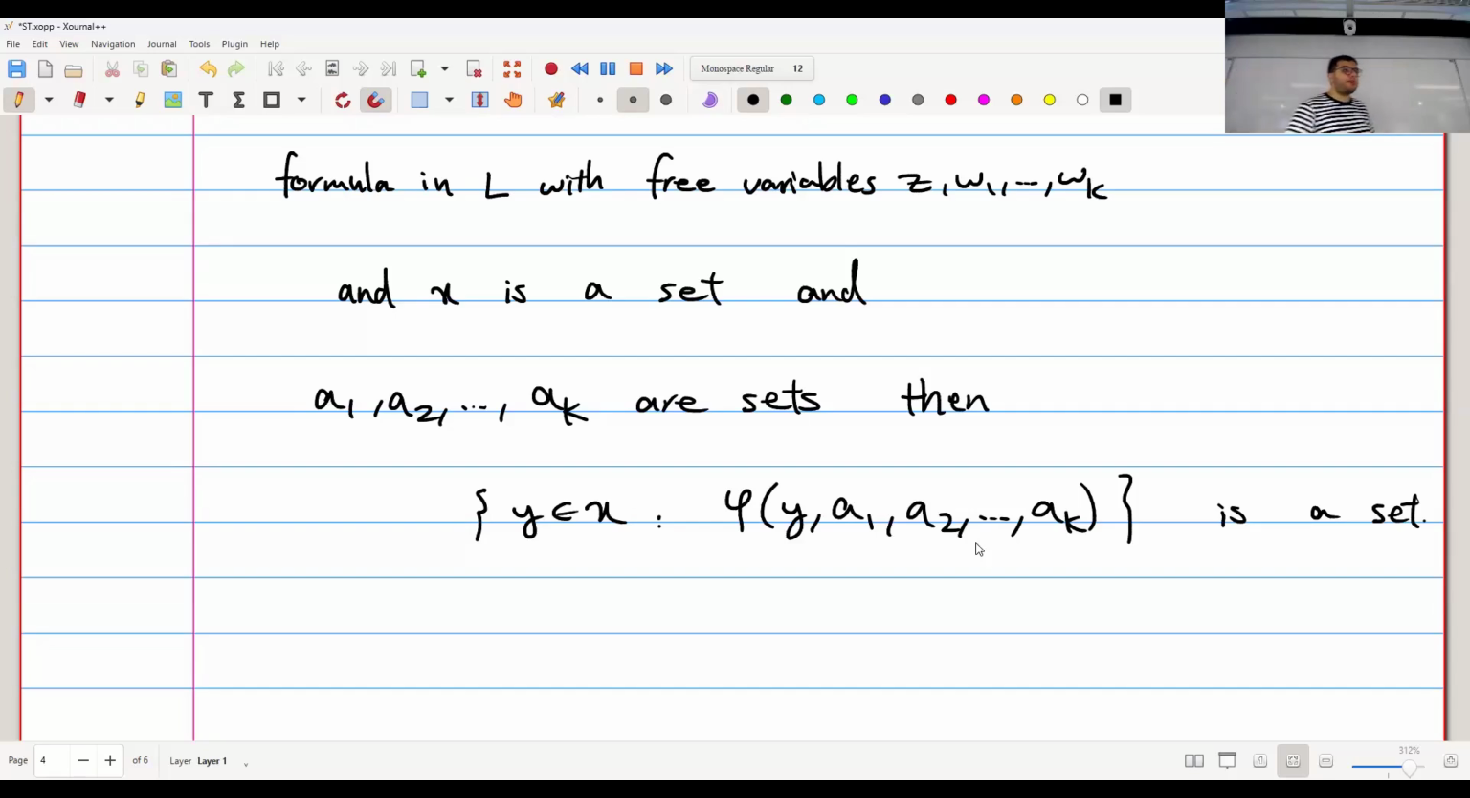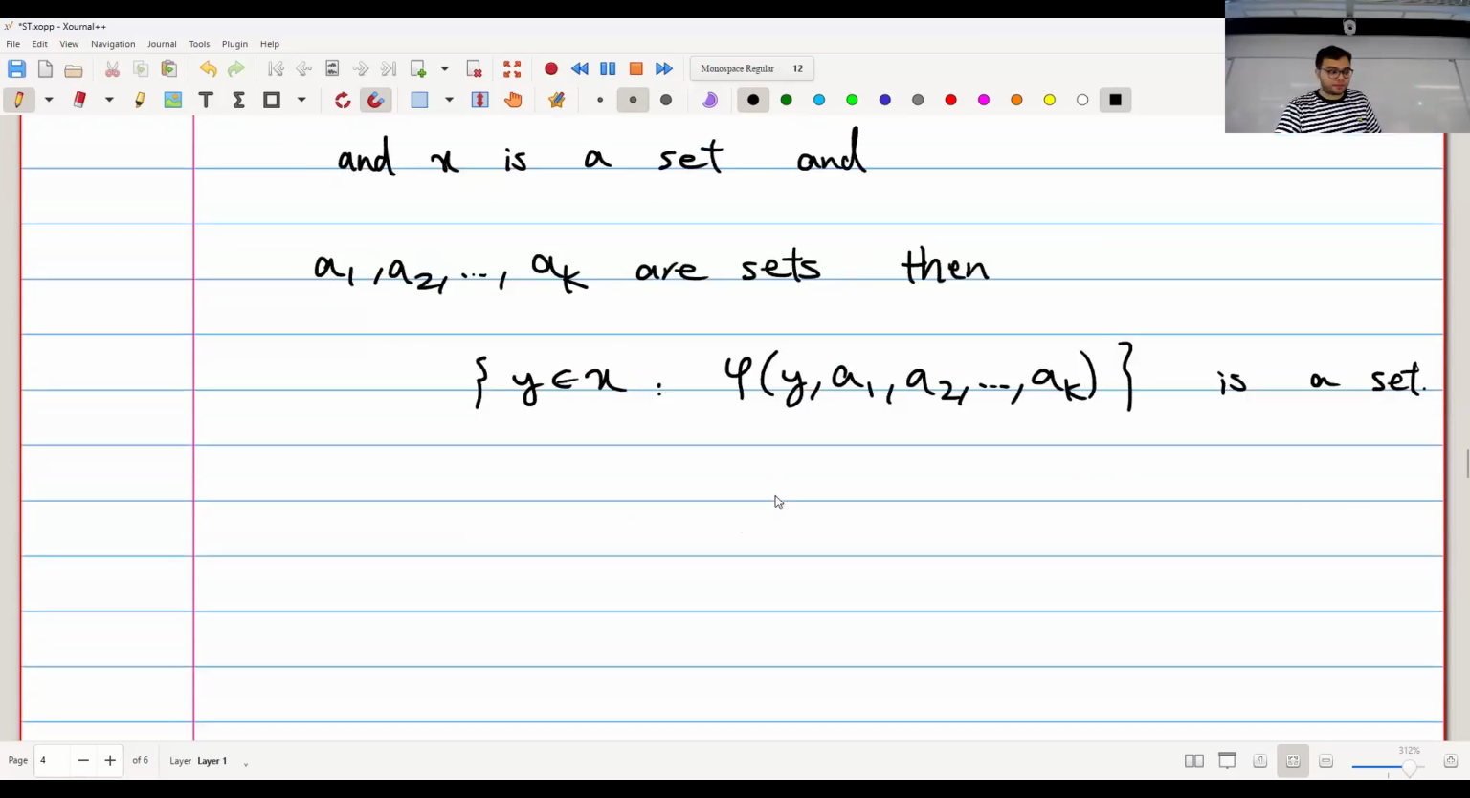Because now whenever I'm creating a set using comprehension, it's already a subset of a set that I had before, right? I'm starting with a set X and I'm saying, don't take all the y's that satisfy this phi, but only the y's in X that satisfy this phi, right? Okay.